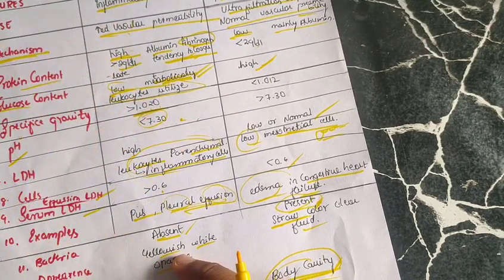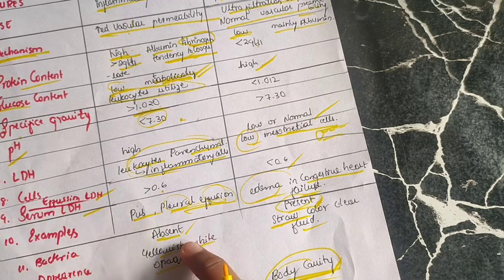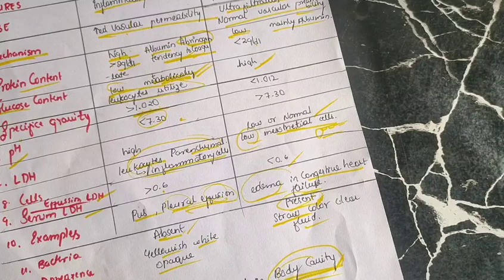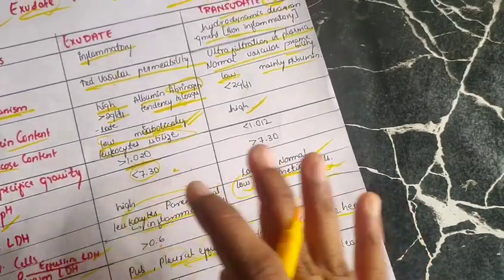and then because of metabolically active leukocytes there will be less glucose, and then absence of bacteria because of low glucose content. Here bacteria, everything will be present. This is all about the difference between the exudate and transudate.